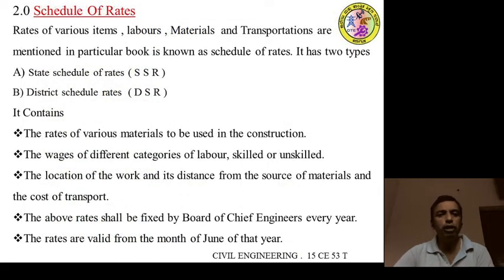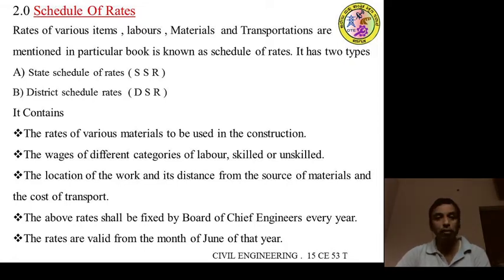Next one, schedule of rates. The rates of various items, labels, material and transportations are mentioned in a particular book known as schedule of rates. That means it is a book which contains different items of work: excavation, PCC, stone masonry, brickwork, RCC work, finishing work. All work should be mentioned in this book, and also the labels of different categories.